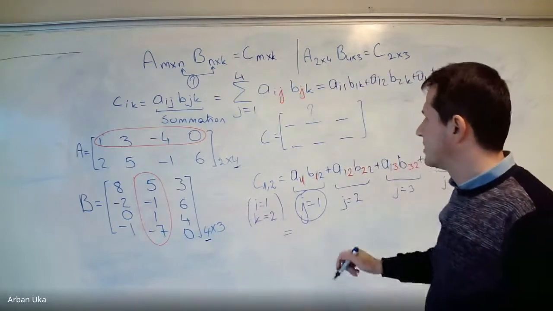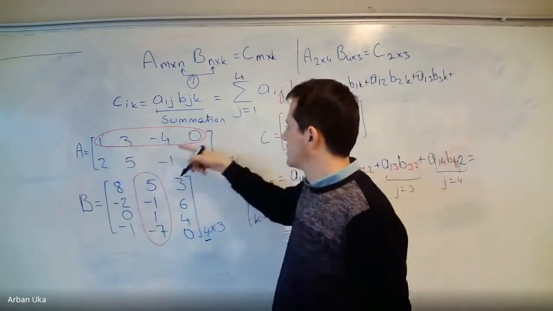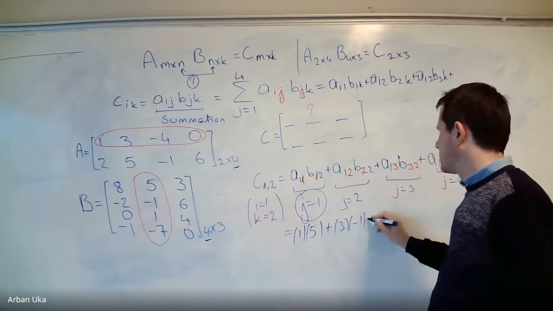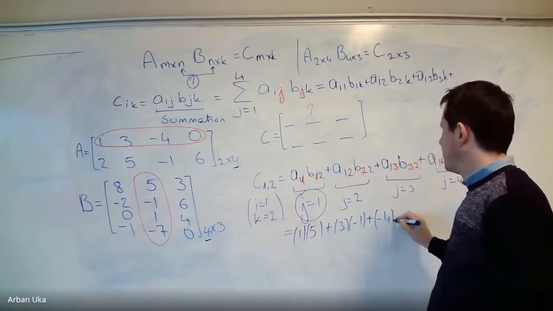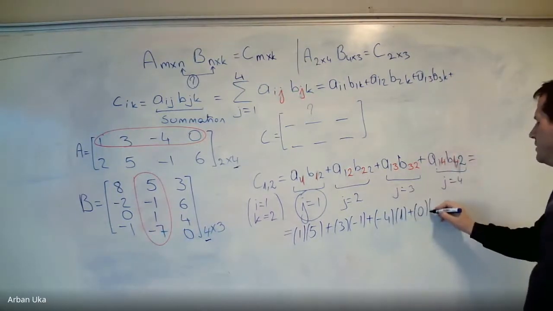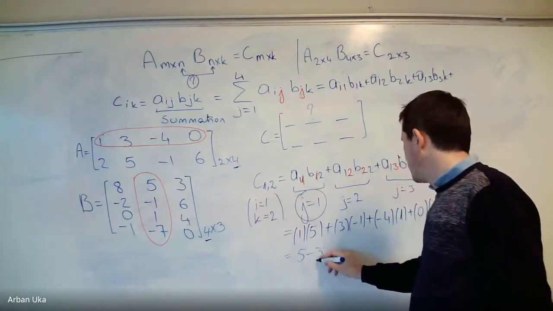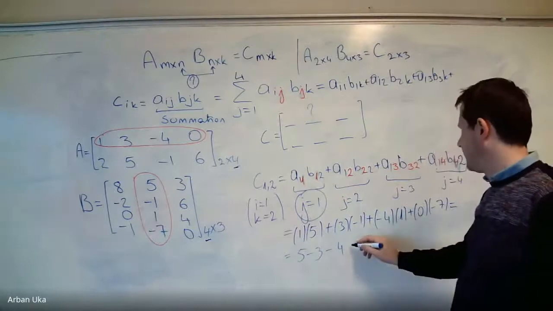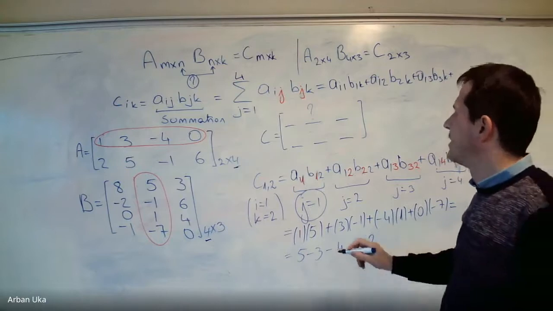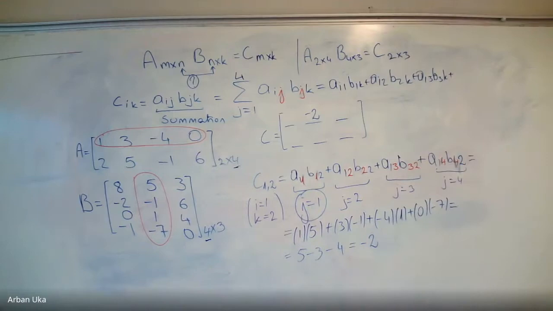And then as an answer, we get the following. 1 times 5, because we are multiplying this with this. Plus 3 times minus 1, plus minus 4 times 1, plus 0 times minus 7. This is all equal to, we get here 5 minus 3 minus 4. This is equal to minus 3 minus 4. What is that? Minus 2. Okay, so this is how we multiply these matrices.